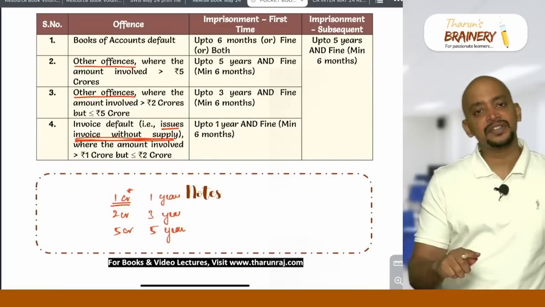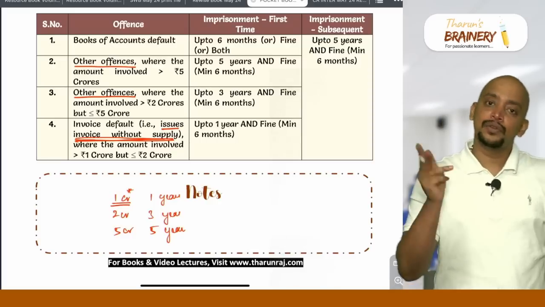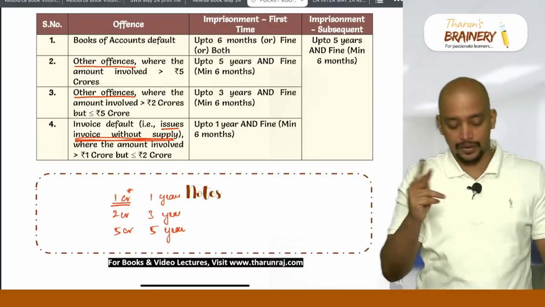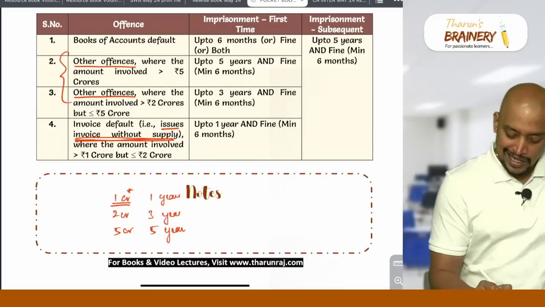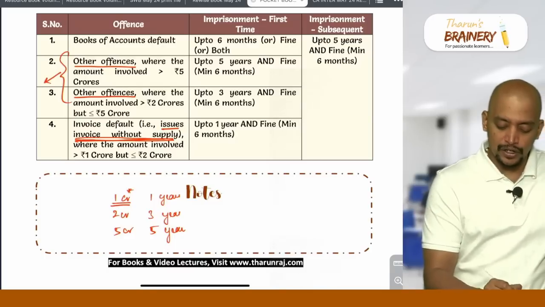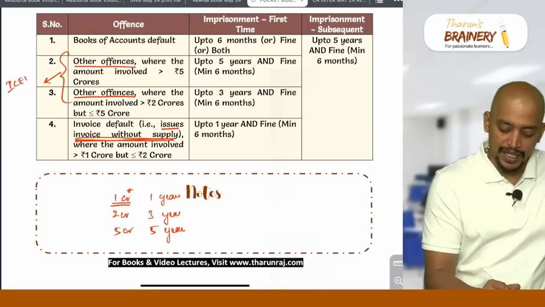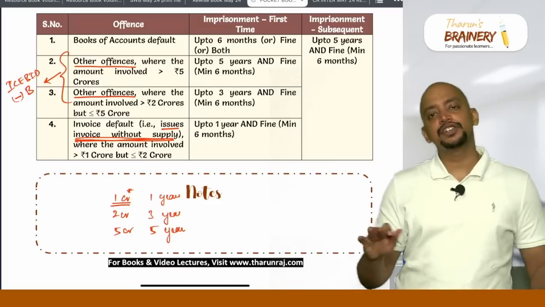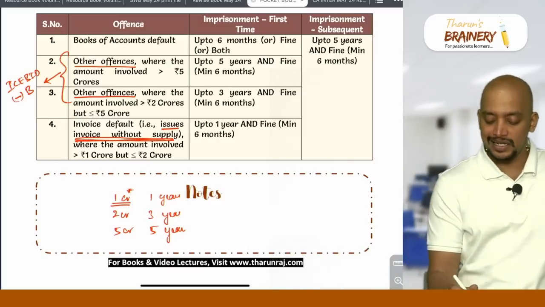Sir, whether these other offences include invoice default also? Yes, both invoice defaults, that is supply without invoice or invoice without supply. So in these other offences, what all will come? All offences except books of accounts default, because for books of accounts default, always the standard imprisonment is there if it is first time.